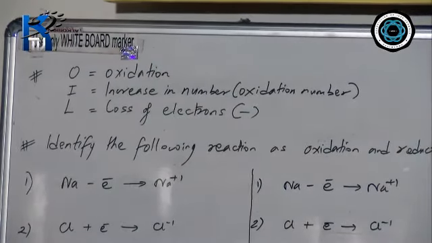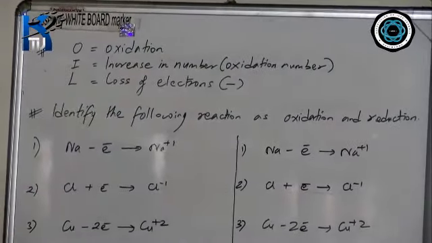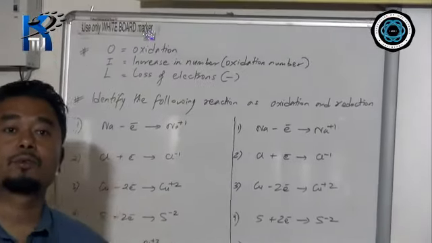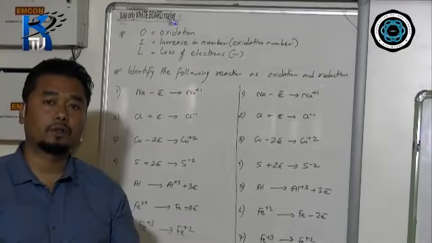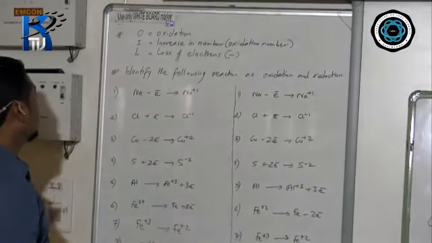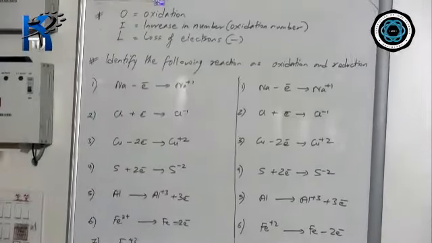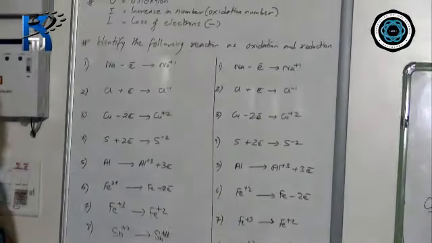With this knowledge, I am now going to determine whether a reaction is oxidation or reduction. Usually there are two methods to determine it. I will show you both methods, and you can use whichever you find convenient in your studies. Now look here. There are 8 reactions I have given you. You need to identify whether each reaction is oxidation or reduction.